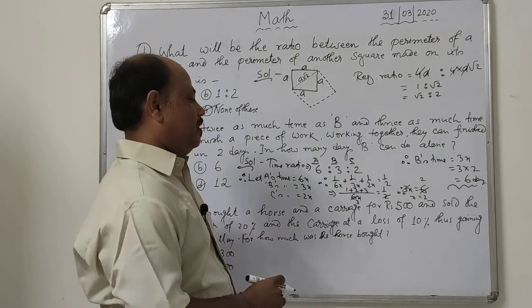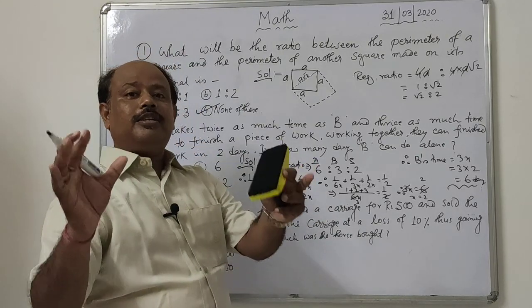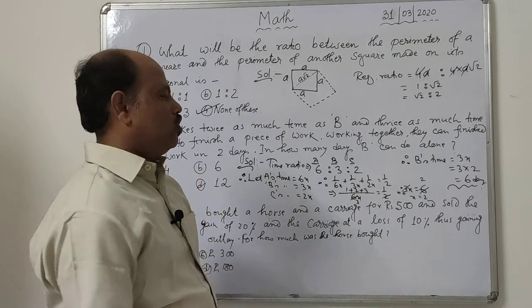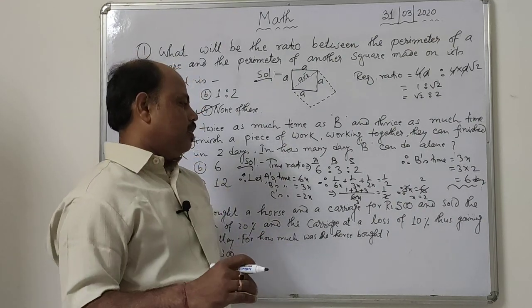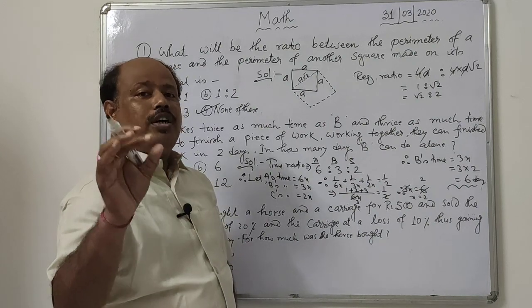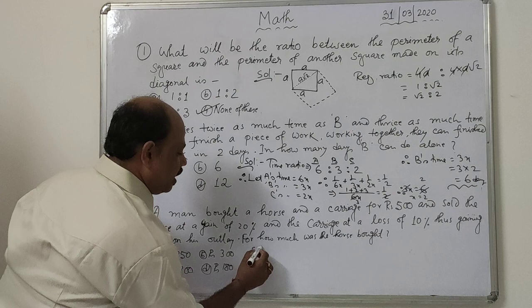A question like this, easily within 1 second by the allegation method, that is the link up method, we can solve. See how easy it is. And it is VVI for the exam. What is the method of allegation?